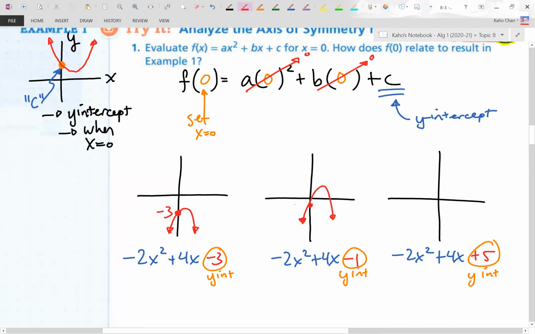So I'm just finishing up by drawing the pictures of each of these particular parabolas, okay? That's how straightforward that is. Let me know if you have any questions. Let's move on to number 2.